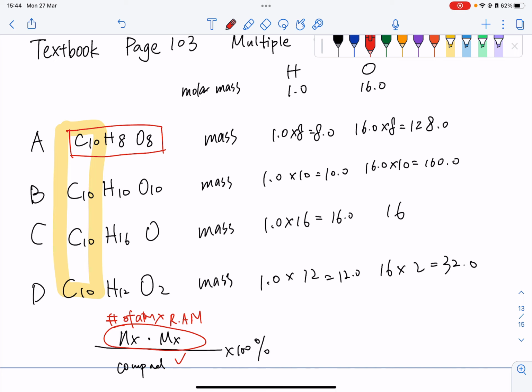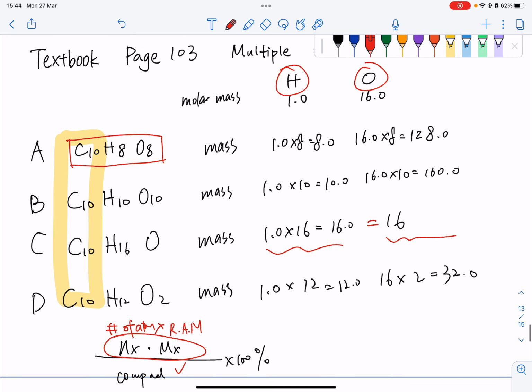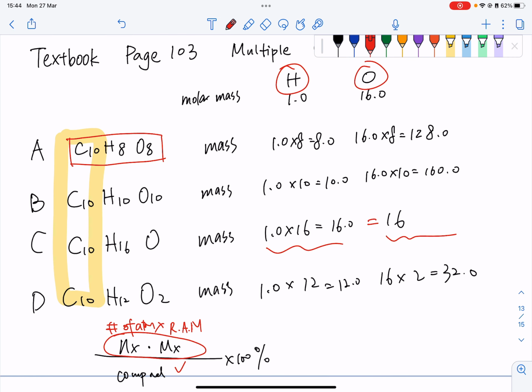The mass, the number of atoms times the relative atomic mass, are exactly the same for this one, right? We have 16 on the left and also 16 on the right for both hydrogen and oxygen. We don't necessarily need to calculate each for the formula. We can simply calculate their mass. Then we should be able to know that the percentage by mass of hydrogen and oxygen are equal to each other. That's the reason why we choose C here.